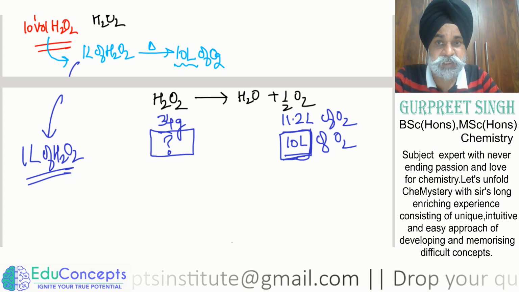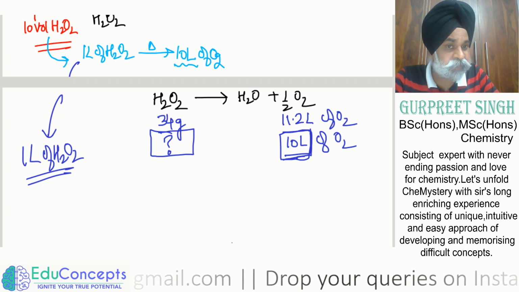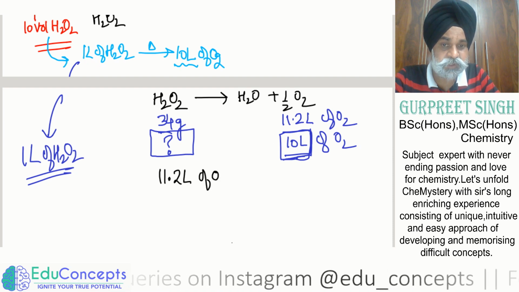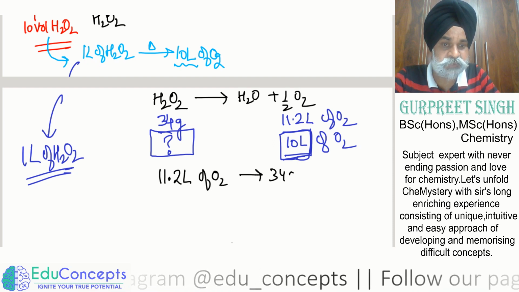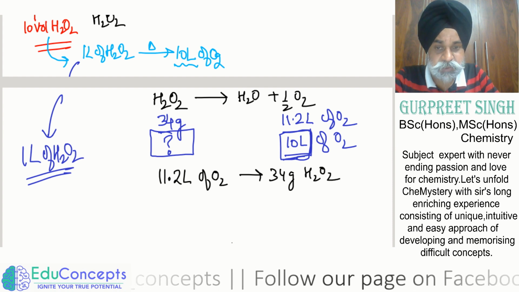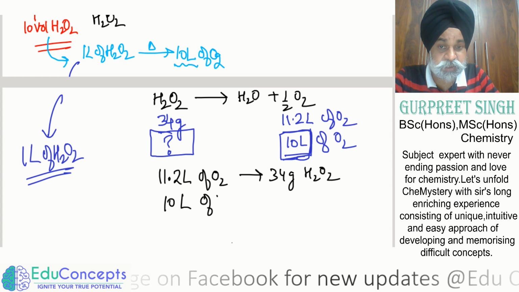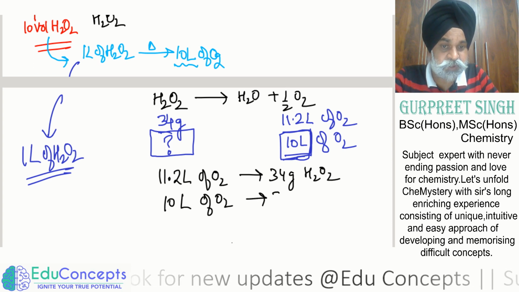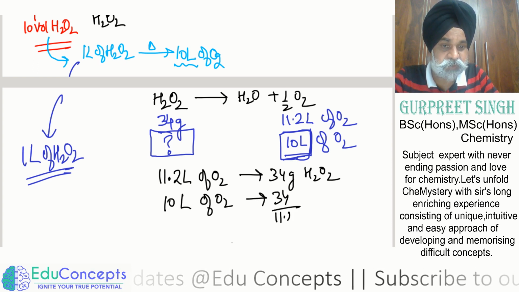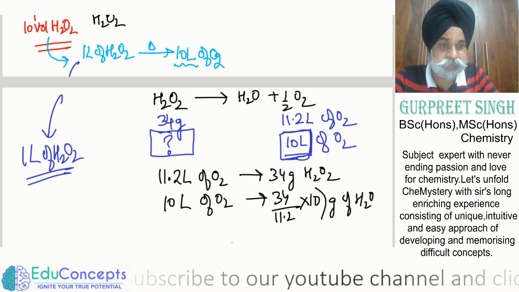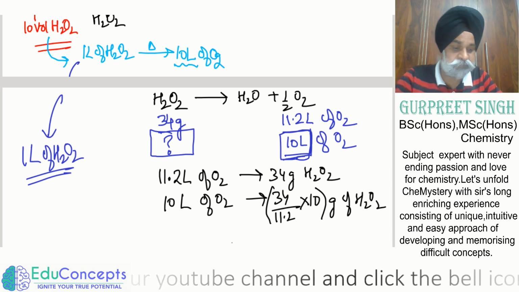So this can be simply done by applying unitary method, that 11.2 liters of oxygen would require 34 grams of H2O2. So this means if you want to make 10 liter of oxygen, it would require 34 by 11.2 into 10 grams of H2O2. Done. So this is clear with you.